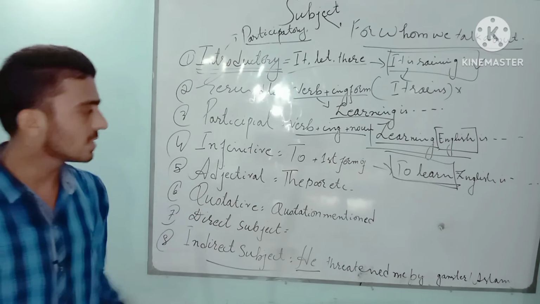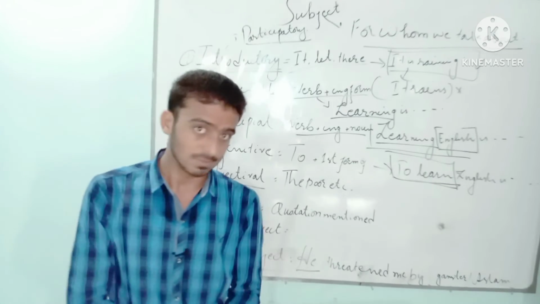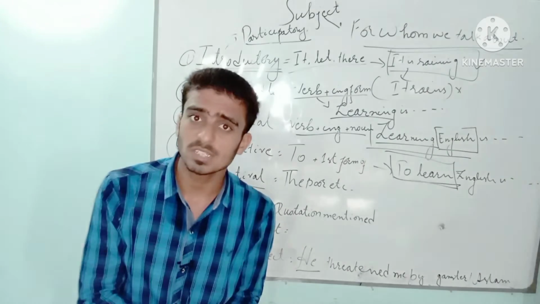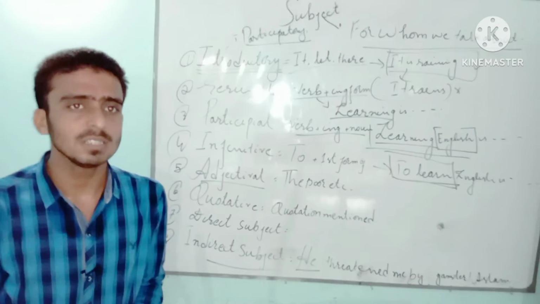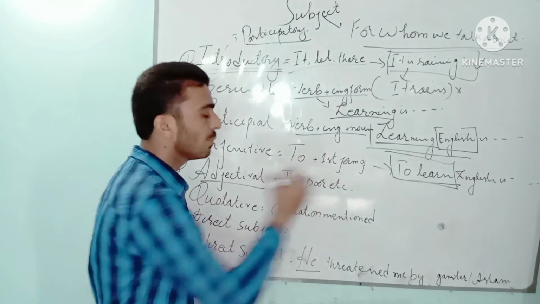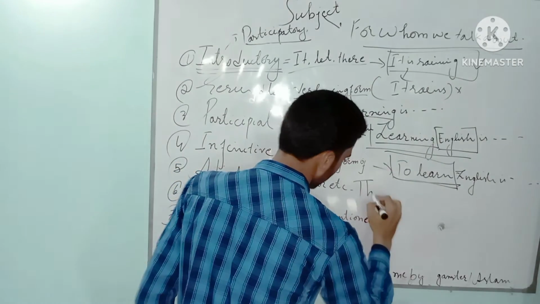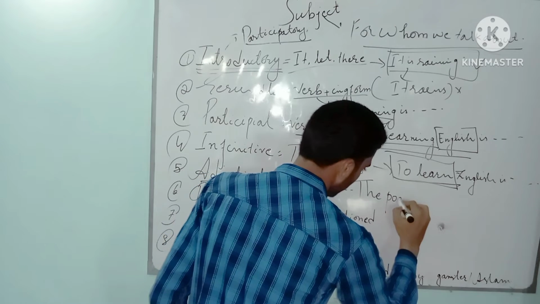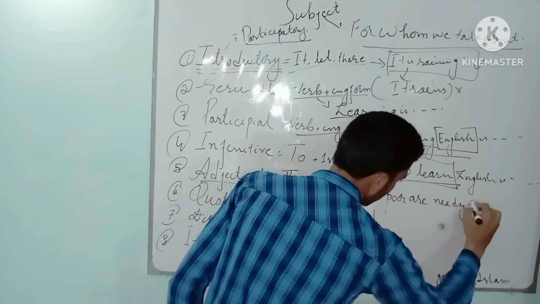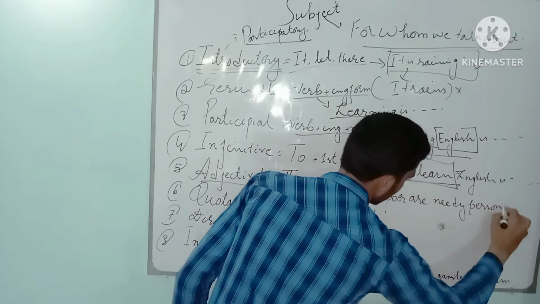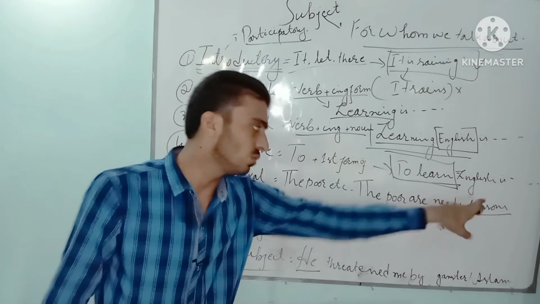And after that, the adjectival subject. It is clear from the meaning that the adjectival subject is formed from an adjective. So whenever an adjective comes at the start of the sentence, you will say it is an adjectival subject. How can an adjective come at the start of the sentence? If I say, "the poor are needy persons."